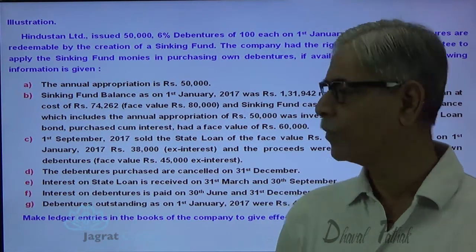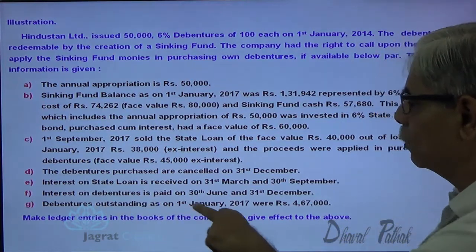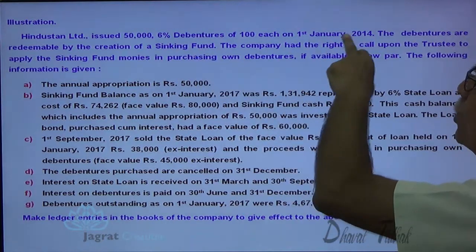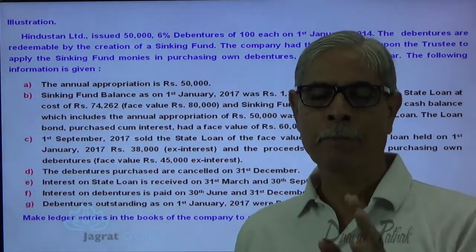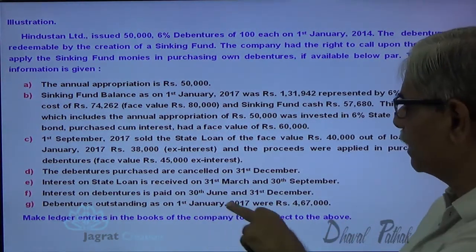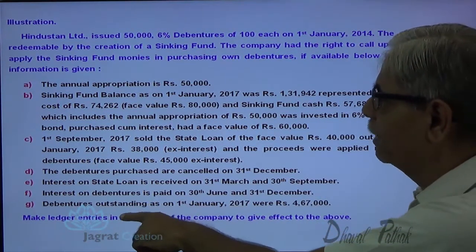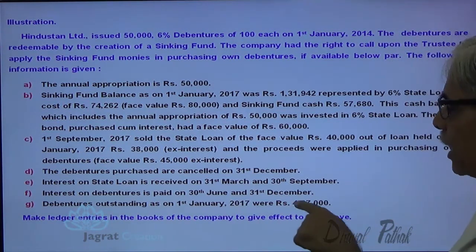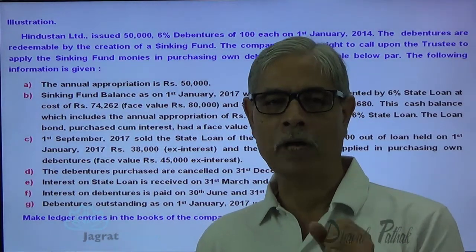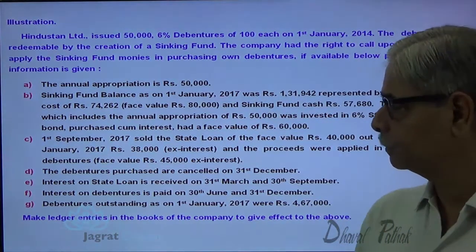First of all, I will start with the opening balance. Debenture outstanding on 1st of January 2017, 4,67,000. These debentures were issued on 1st of January 2014, but we are required to prepare the debenture account for 2017. So I will start with this opening balance on 1st of January 2017, 4,67,000. First of all, I am going to record the opening balance of liability in debenture account, 4,67,000.